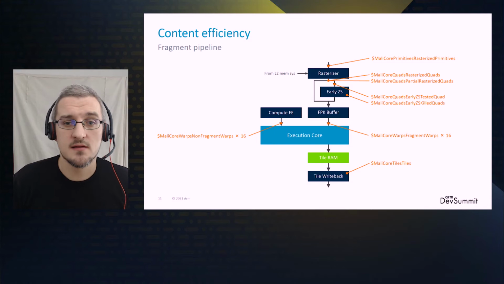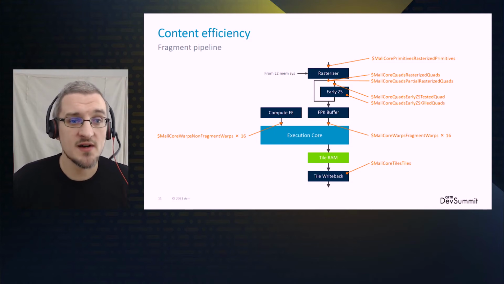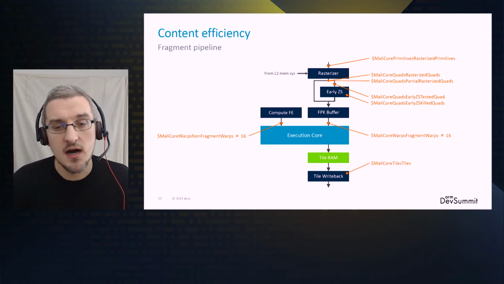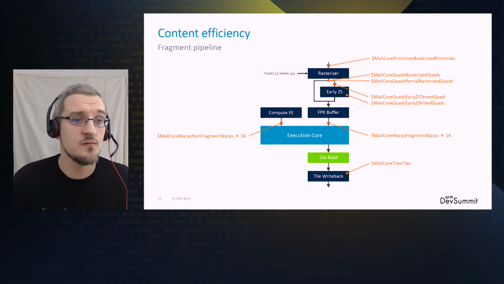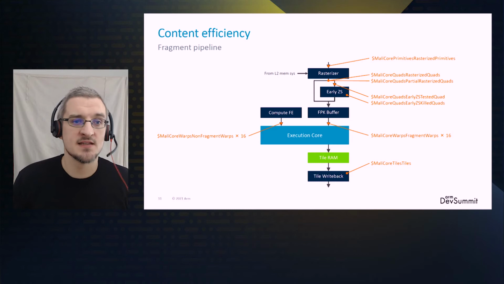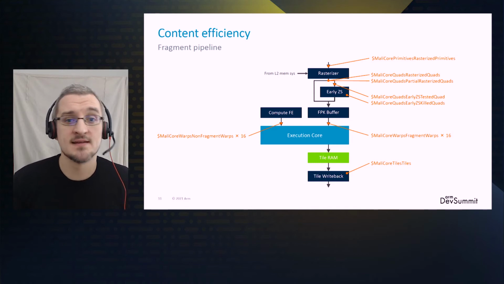We can look at the dispatch through early ZS in terms of testing and the number of things killed by early ZS. Things killed here aren't really a problem. It's being killed before fragment shading, so it's not going to cost you a huge amount in terms of energy. But you do generally want to see as much of your workload as possible going through early ZS testing. If you're having to fall back to late ZS testing, that's much more expensive if you start killing things because you will have done at least some shading to get to that point.